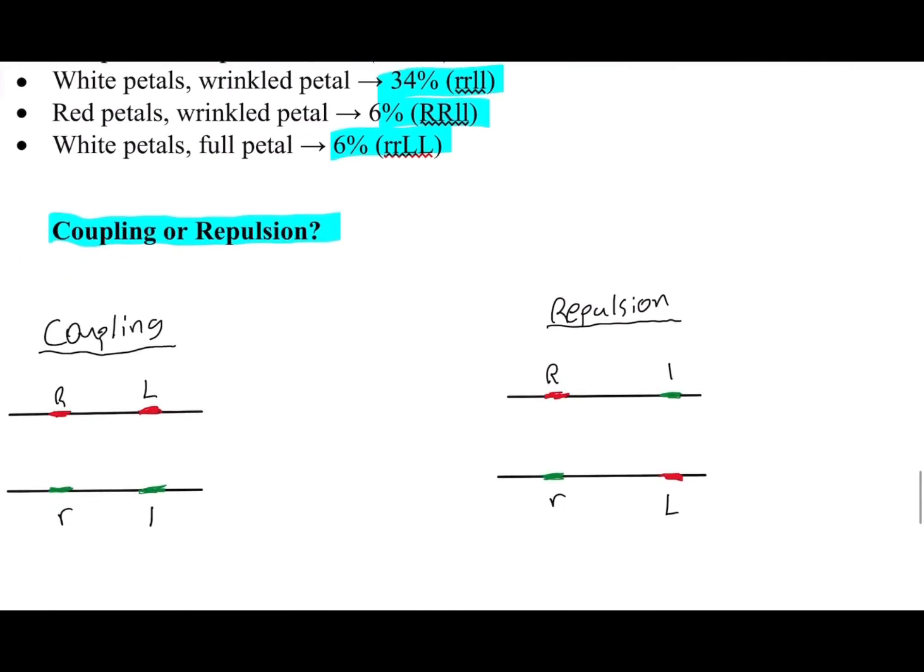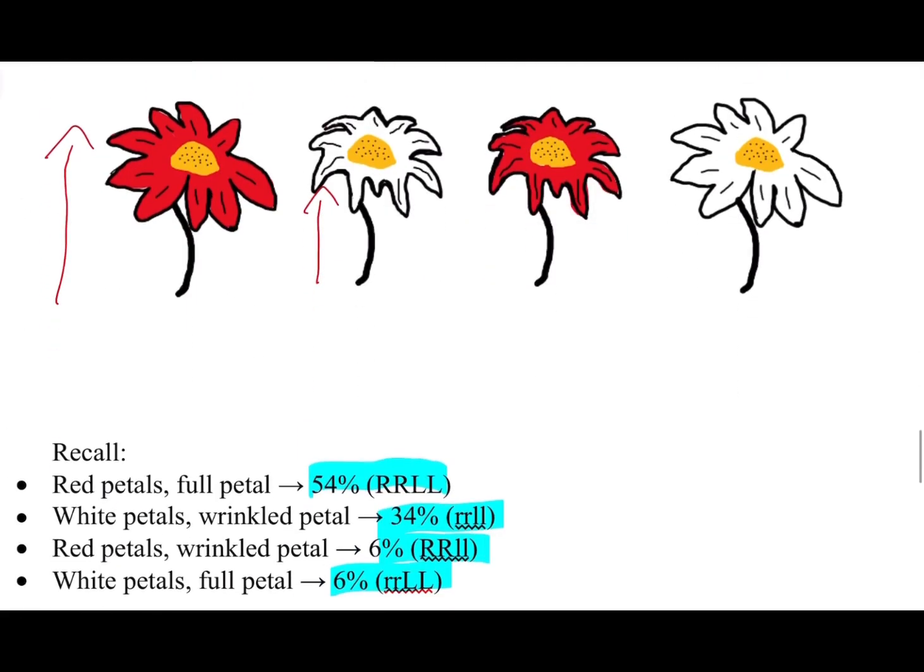Now to answer the proposed question of, are these genes in coupling or repulsion? As previously said, for a diploid heterozygote, coupling occurs when both dominant alleles are on the same chromosome and both recessive alleles are on the homologous chromosome. Whereas for repulsion, the dominant alleles are separated onto both chromosomes, and the same goes for the recessive alleles. Both parental genotypes in this case are big R, little r, big L, little l. The progeny ratio shows 54% with red full petals, which is coded for by big R and big L. Then 34% have white wrinkled petals, which is only coded for by small r, small r, small l, small l.